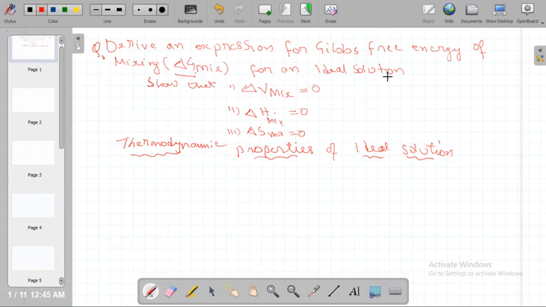So for an ideal solution, you have to derive that enthalpy of mixing equals 0, volume change equals 0, and entropy change equals 0. So this is one of the very important topics in solutions: thermodynamic properties of ideal solution.